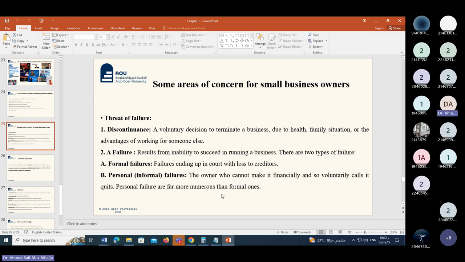This means you decide, okay, I cannot continue the business because maybe I don't have enough money to pay, let's say, the employees' salaries. Maybe I can pay only this month or next month, after that I don't have enough money to continue. You cannot afford to continue in the market, simply. So this is, guys, the threat of failures: discontinuance and failure.